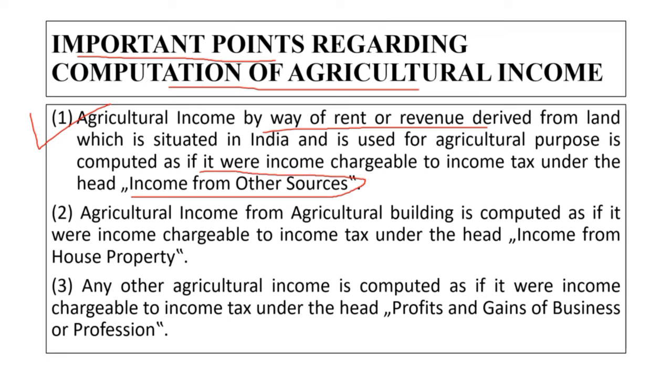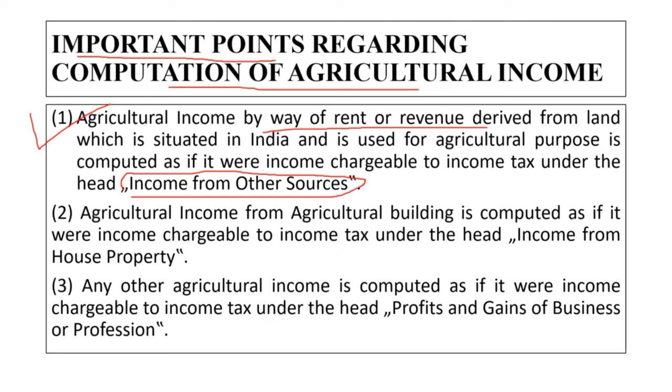Please remember this: whatever income we get from land situated in India that we use for agriculture purposes will be chargeable to income tax under the head income from other sources. That is one head while filing the income tax return, income from other sources. So we have to put this agriculture income there.